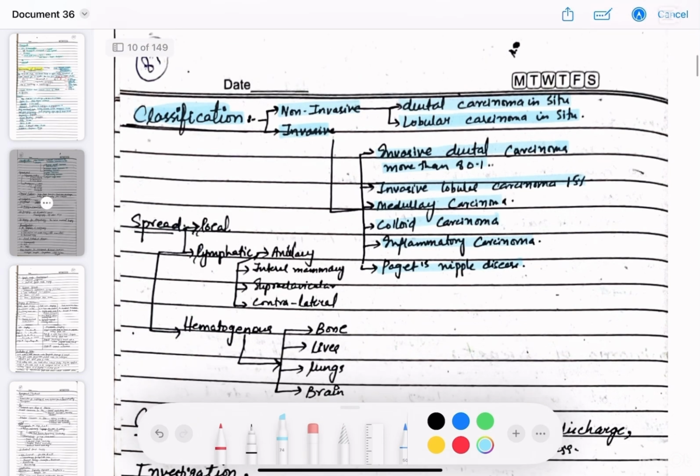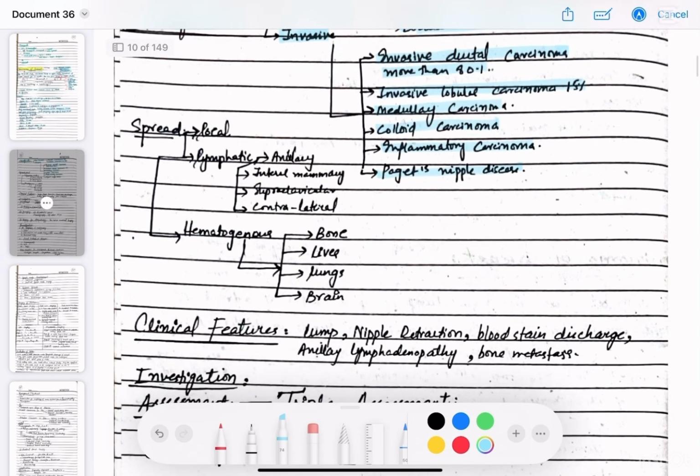The spread is local spread, lymphatic spread, and hematogenous spread. Okay, so the lymphatic spread is axillary, internal mammary, supraclavicular, and contralateral. The hematogenous spread is through bone, liver, lungs, and brain.